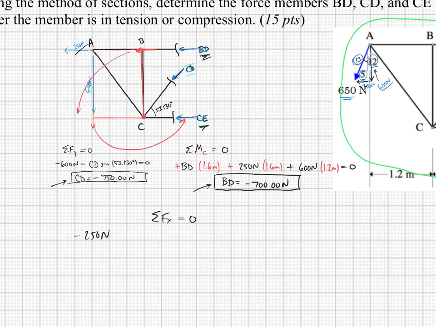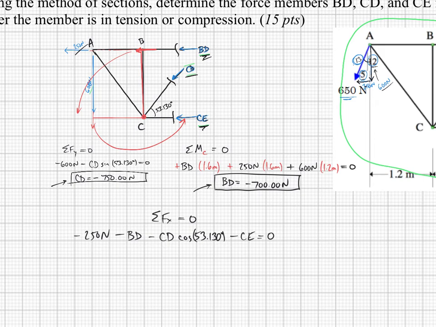I've got negative BD. I've got minus CD in the x, minus CD cosine of 53.130 degrees. And I've got minus CE equals 0. Okay, so there should be 4 terms. Wait, sorry, minus CE, excuse me. So 4x forces.